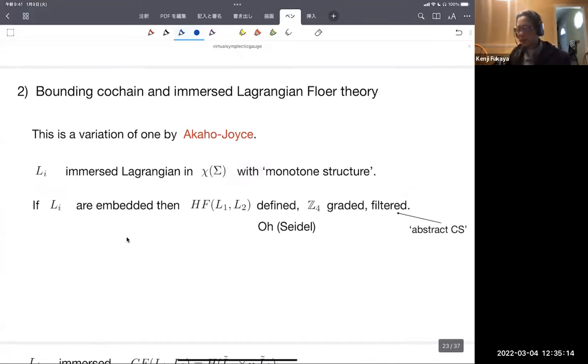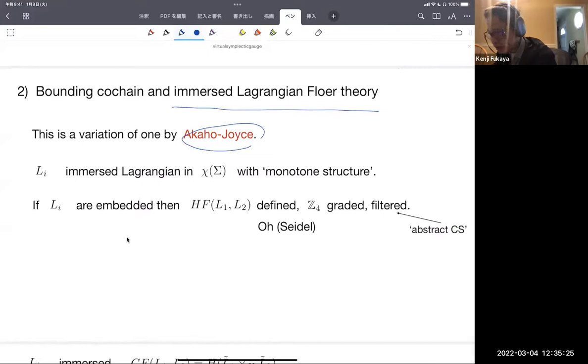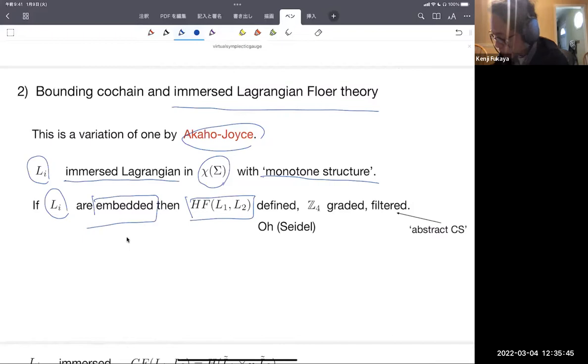Immersed Lagrangian Floer theory was studied by Akaho-Joyce. But this version is slightly modified because we use a monotone structure. So let Li be an immersed Lagrangian submanifold in this space of flat connections. We assume that it has a monotone structure. And as I mentioned before, if Li is embedded, then the Lagrangian Floer theory between L1 and L2 works, and this monotone structure means that Li is monotone. And this is Z/4 graded, basically because c1 is twice something. Fukaya constructed such a Lagrangian Floer theory, and Paul Seidel showed that this is Z/4 graded. And we can use this abstract Chern-Simons to define filtrations.